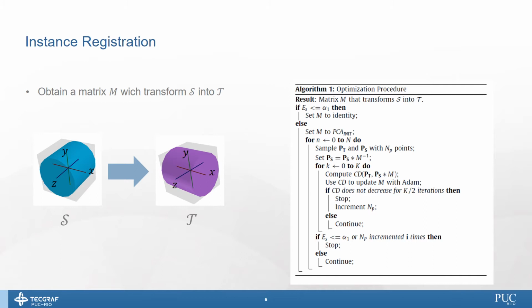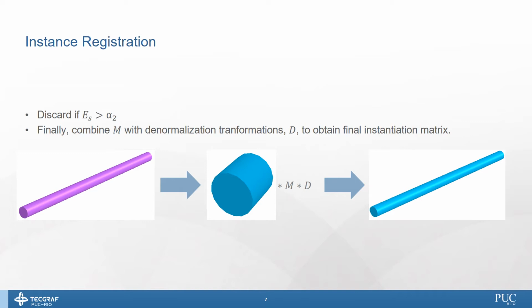And in the inner loop, we use the Adam optimizer alongside the Chamfer distance to continuously update M, stopping when the Chamfer distance starts to increase, avoiding loss of time in non-converging optimizations. We then discard this instance if the surface error is above an acceptance threshold, avoiding misclassification errors. And if not, we combine the matrix M with the denormalization transformation to obtain the final instantiation matrix.